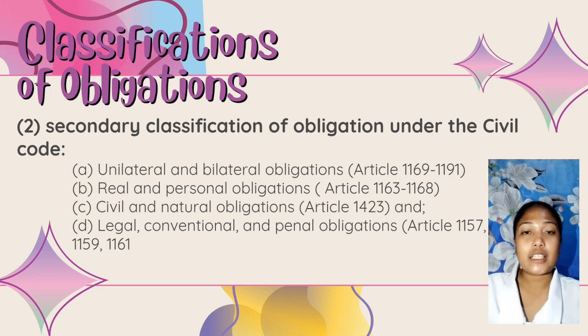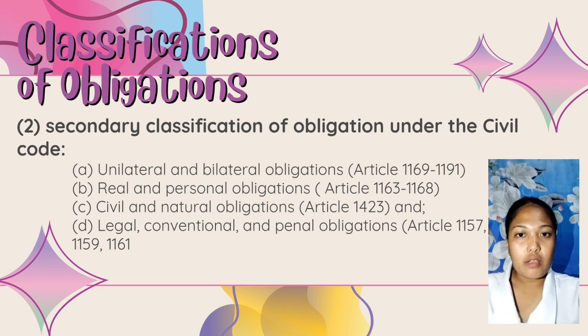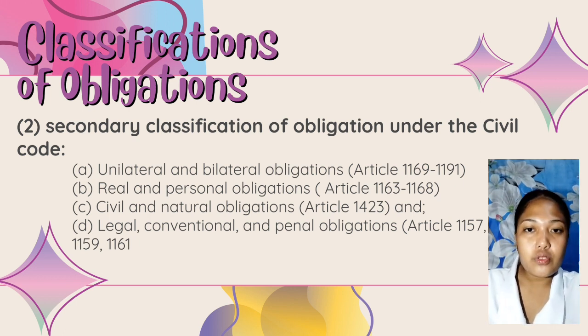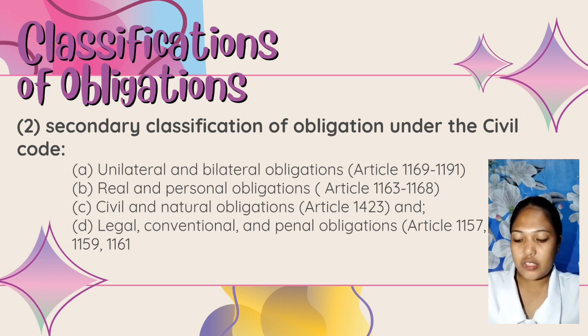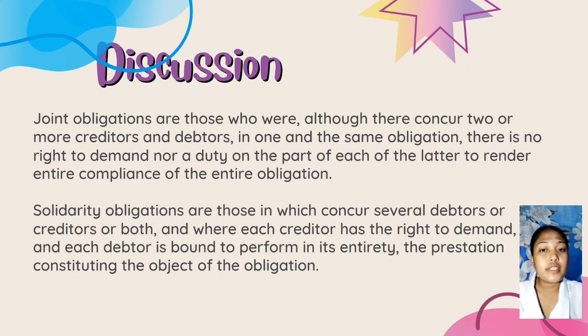We have here unilateral and bilateral obligations in Articles 1169 to 1191, the real and personal obligations in Articles 1163 to 1168, the civil and natural obligations in Article 1423, and the legal, conventional, and penal obligations in Articles 1157, 1159, and 1161. In the next slide, we have the discussion about the said articles.